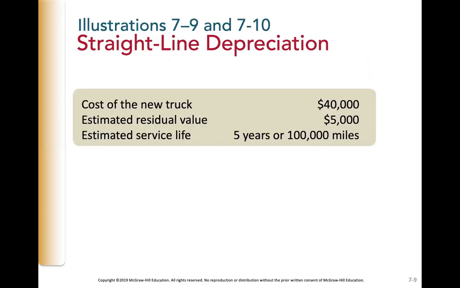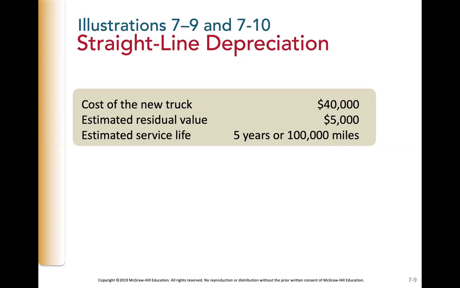So the first one we talk about, and the easiest to understand, is straight line depreciation, where we allocate the equal amount of depreciable costs to each year of the asset's service life. To calculate depreciation expense for a given year, we simply divide depreciable costs by the number of years in the asset's life. This is what you've been doing, except we're taking residual value into consideration now.